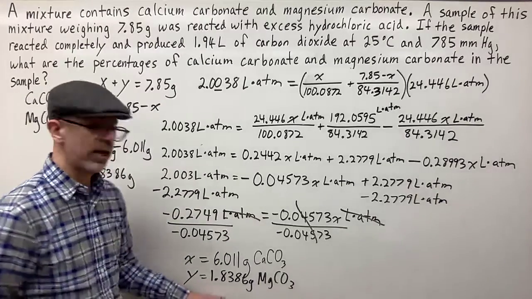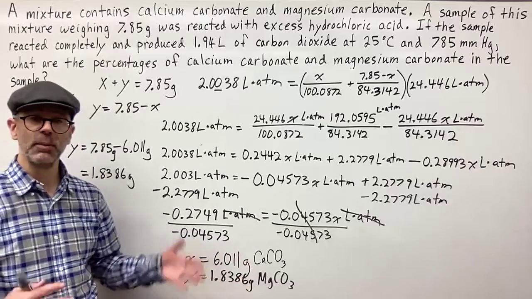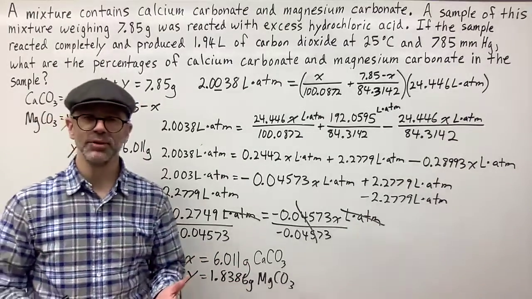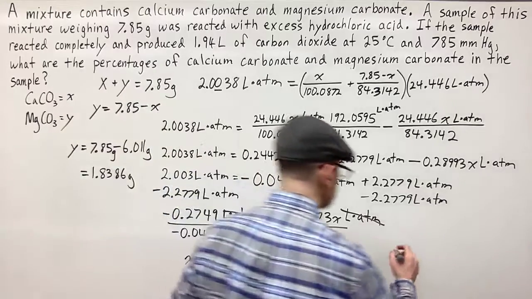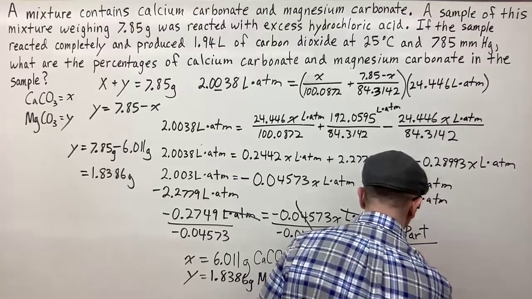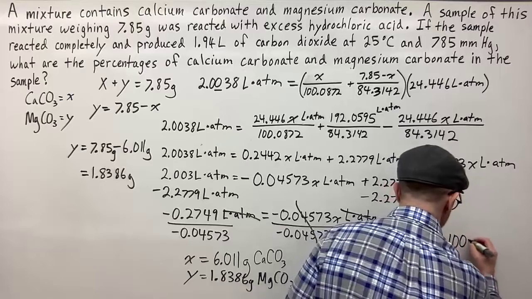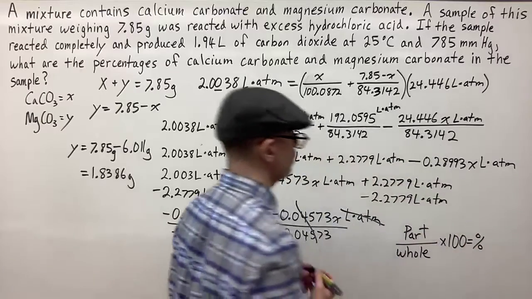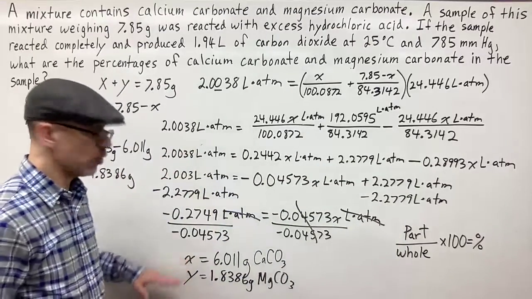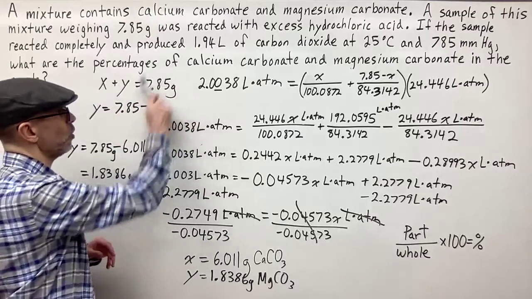Okay, so now that we have the gram amount of the magnesium and calcium carbonate in our mixture, they want us to find the percentages. So how do you find a percentage? It's very simple. It's the part divided by the whole multiplied by 100. That's going to give you the percent. So what's our part? The part is our x or y. Remember, x plus y gives us the whole.